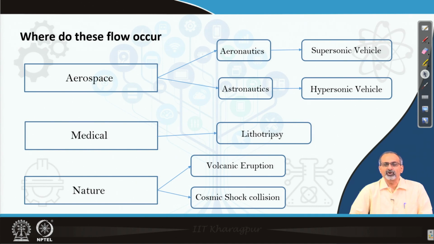And if you look at nature, you see volcanic eruptions from different active volcanoes around the world, and then the magma, when it ejects out of the volcano, can come out at very large speeds at times, and they could be having very violent eruptions, and often these kind of eruptions are associated with shock waves. And in astrophysical flows, the cosmic shock collision phenomena is very often associated with shock formation.